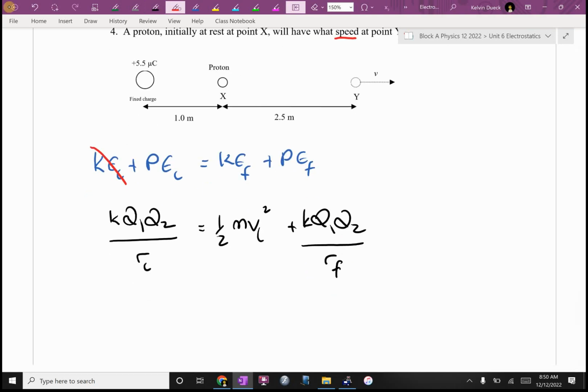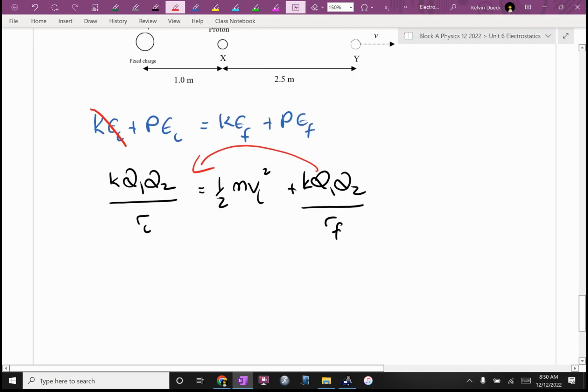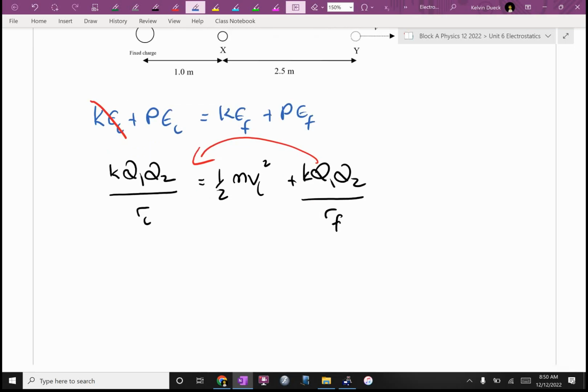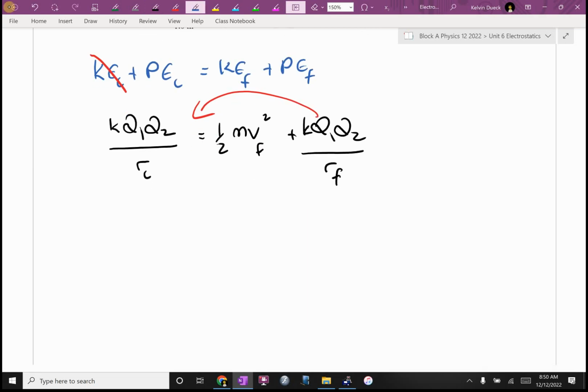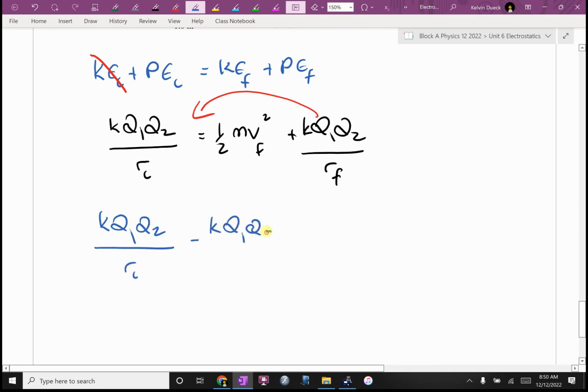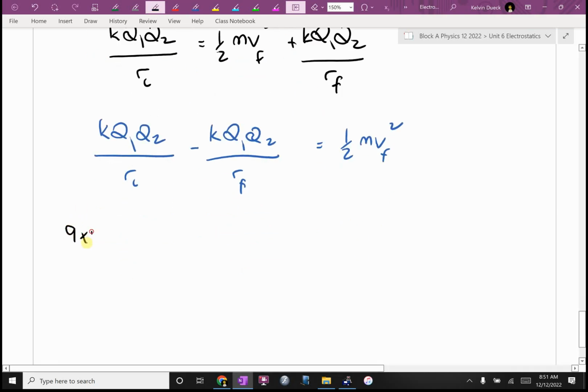I think what I'm going to do first is move this to that side. Oh, V final, thank you. Really, I could have just done that and now I'm covered, but yeah, I hear you. It's going to be K Q1 Q2 over R initial minus K Q1 Q2 over R final. That equals a half little m V, you're right, final squared. Alrighty. K, 9 times 10 to the, that's a terrible 9, Mr. Duick.